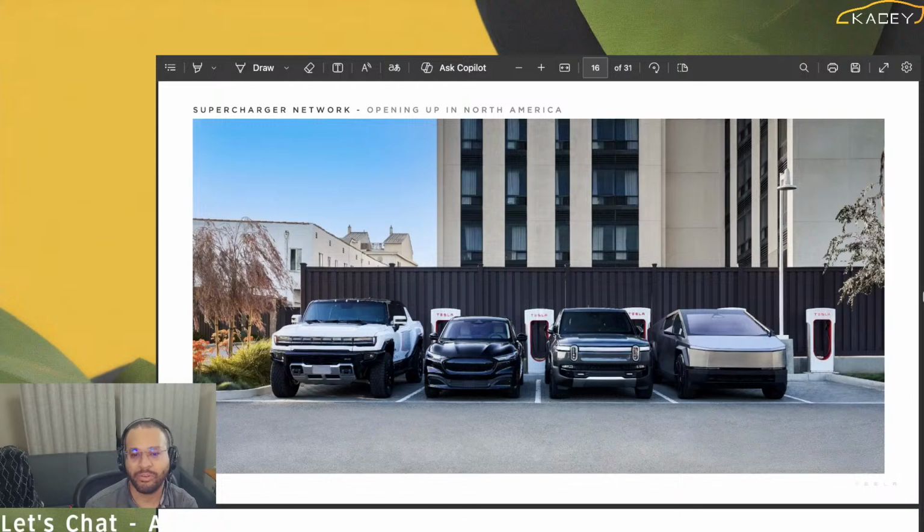Supercharger network is opening up in North America. So here we see a bunch of trucks. We've got the Mustang Mach-E, the Cybertruck, the Rivian, and the Hummer EV.